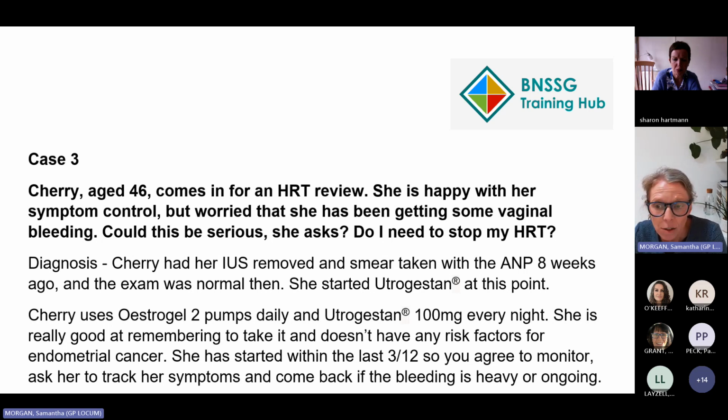She's been taking it really consistently, and she doesn't have any risk factors for endometrial cancer. So as she's in this early time period within this first 3 months, you decide on a monitoring period and ask her to come back if she gets heavy or ongoing bleeding.